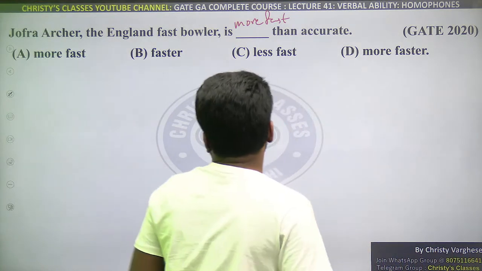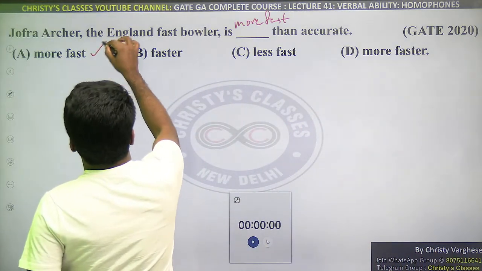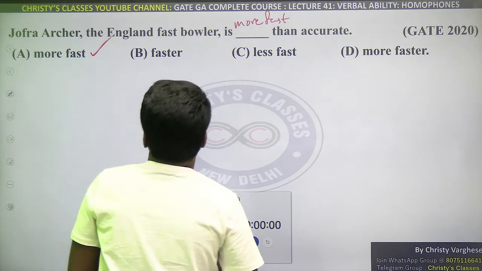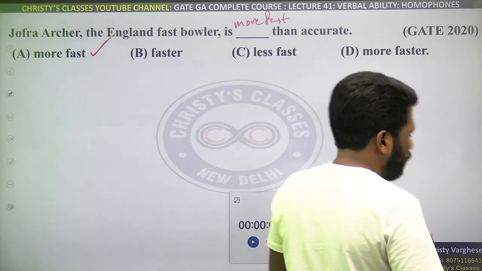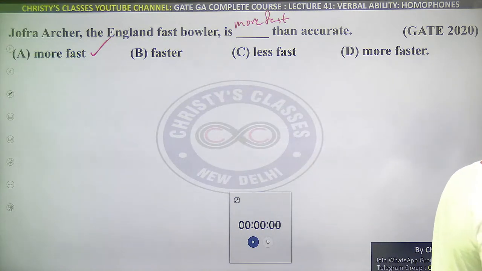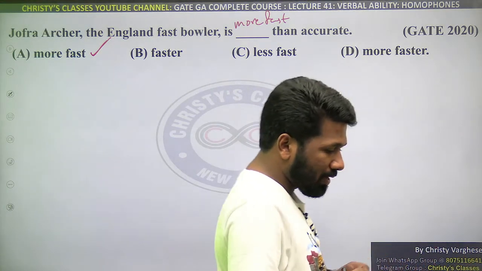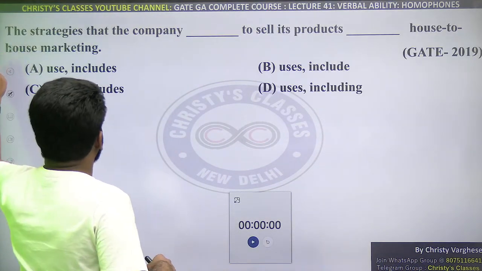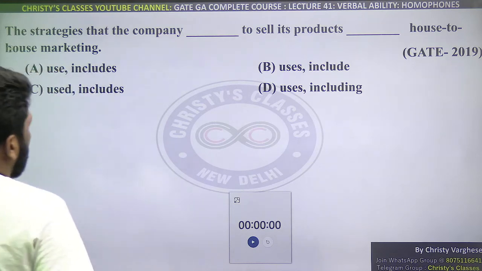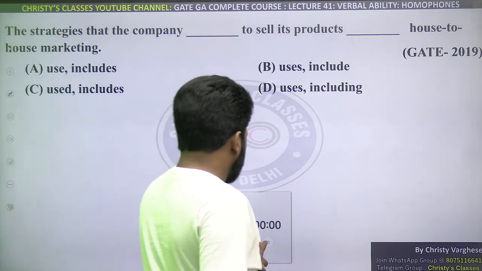So that was a very good question, right? And the options were also meant to trick you to answer faster, which is a wrong answer. More fast is the correct answer. Please respond. All clear? Those of you watching this recorded also, please respond whether you are understanding. So try this question, please.